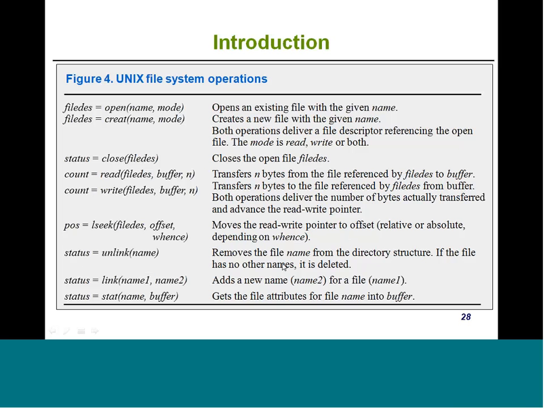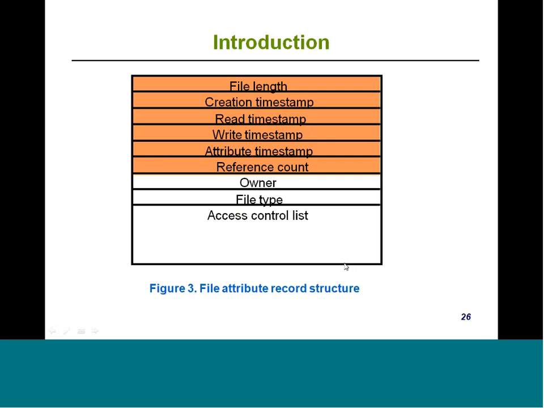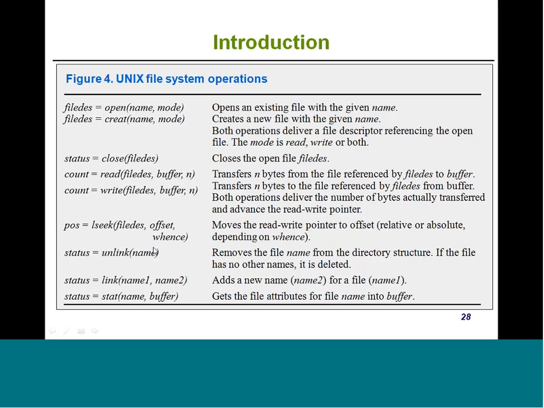And then unlink essentially removes the file name from the directory structure. If it has no other names, the file is just deleted, otherwise it just removes that name alone and the other names are kept. And link, name 1, name 2, adds a new name called name 2 to the file name 1. And then the other one is the stat command. This gets all the file attributes. We saw that here, the attribute count and then the attribute timestamp. All the attributes are taken and put in the buffer.